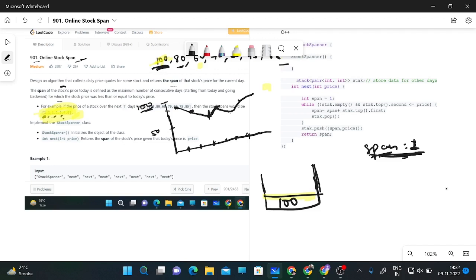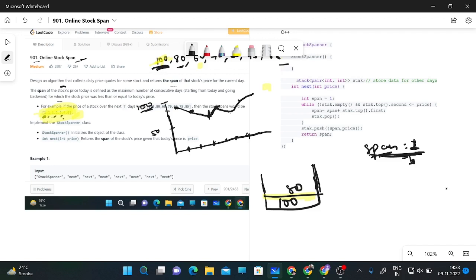So when this 80 will come, we will put it here and we will check. First we will check whether our stack is empty or not. If the stack is empty, we will simply return the span 1. If it is not, we will check for the previous value in the stack, whether it is greater than 80 or not. It is greater than 80, right? If it will be less than 80, we will do something. I will explain what we will do, but here it is greater than 80, so we need to keep it in a decreasing order. We won't do anything. We will simply return the span value.